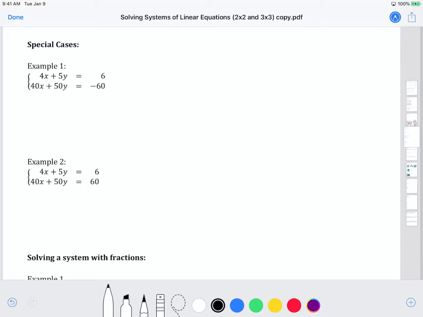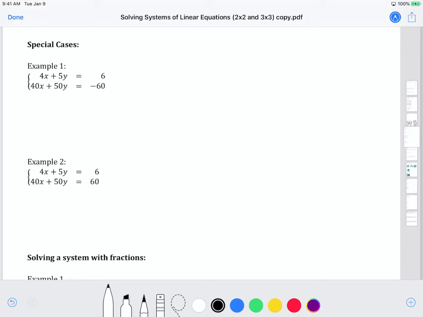Okay, in the next 2 examples, I have special cases. So the first step is to make sure everything is lined up. All my x's are lined up, all my y's are lined up, and my constants are lined up. So this one's good. Then the next step is to rewrite one of the equations or both of the equations in a way so that one of the variables has opposite coefficients. So in the previous 2 examples, we eliminated y. So let's try eliminating x this time.